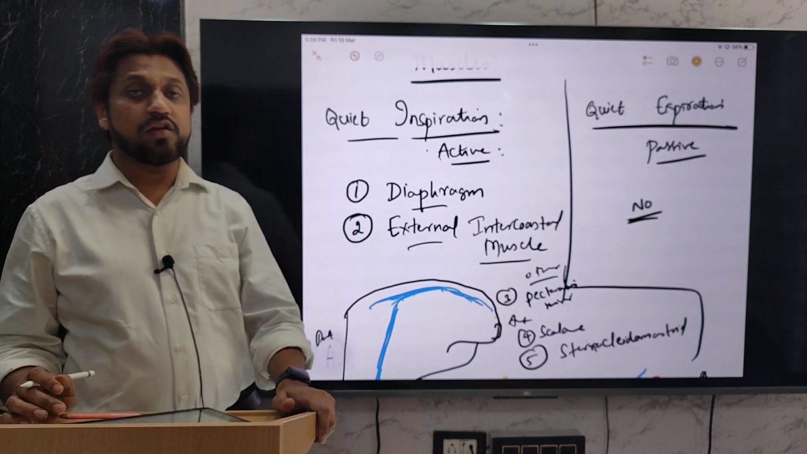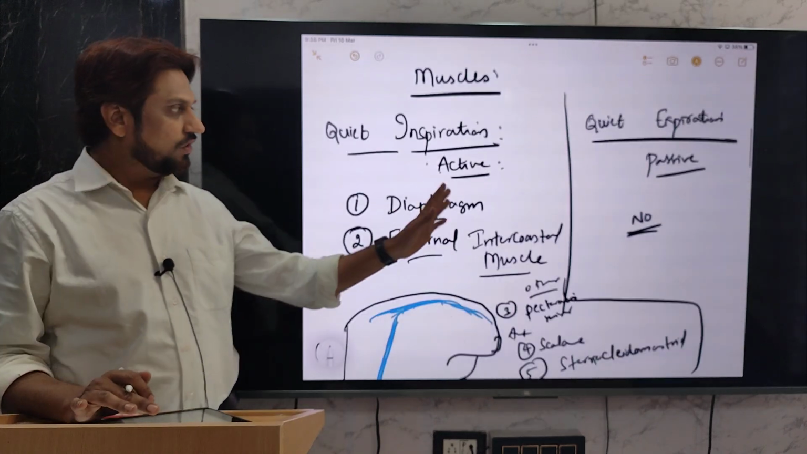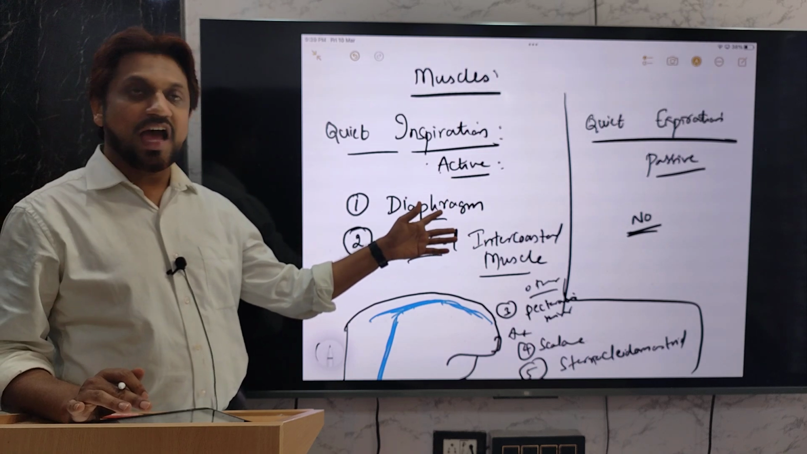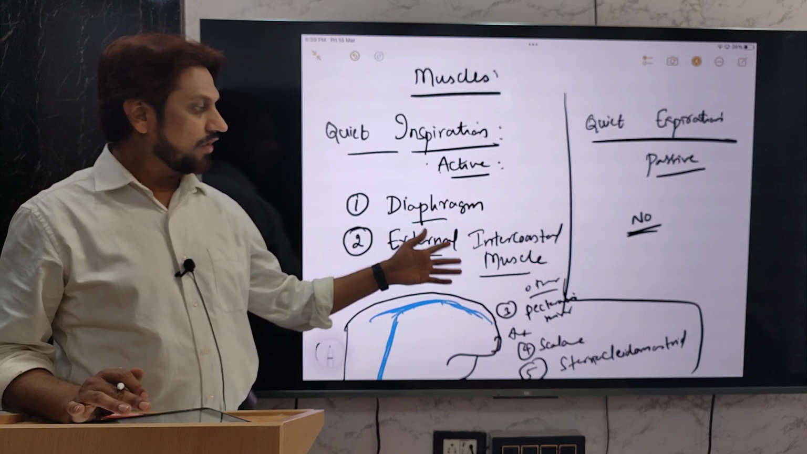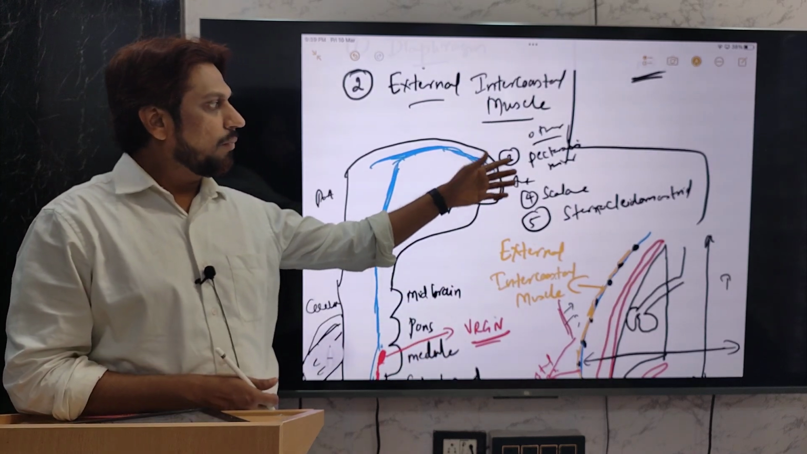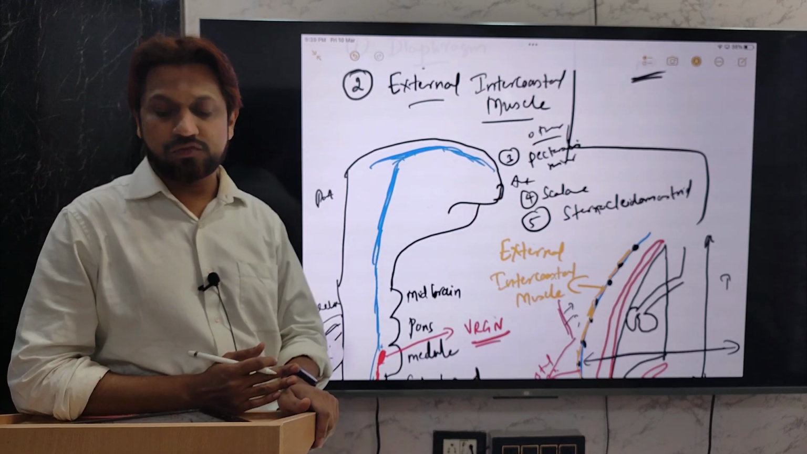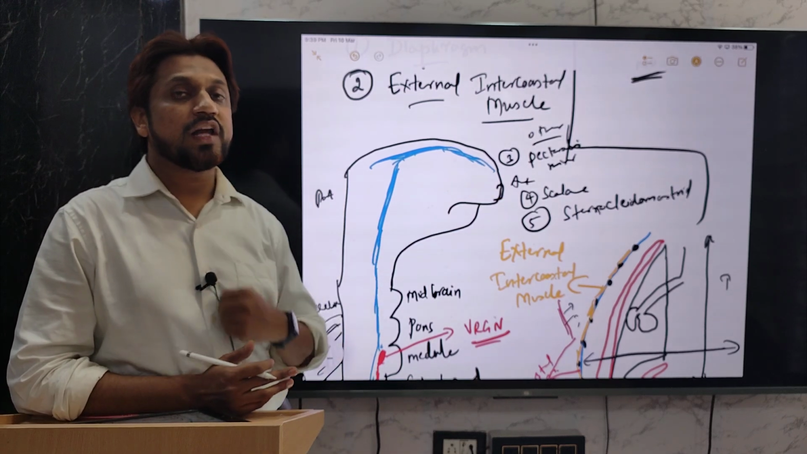So what are the muscles? Our first topic, what are the muscles for respiration? The muscles for inspiration first: the diaphragm and the external intercostal muscle. And the extra muscles are the pectoralis minor, sternocleidomastoid muscles and the scalene muscles. Okay, these are the muscles for deep or labored breathing.